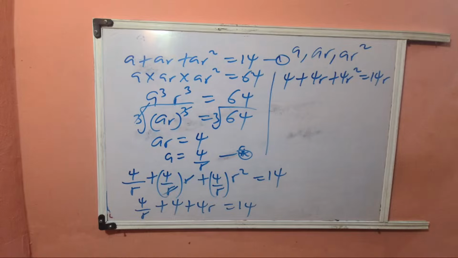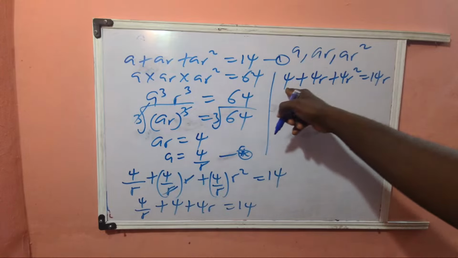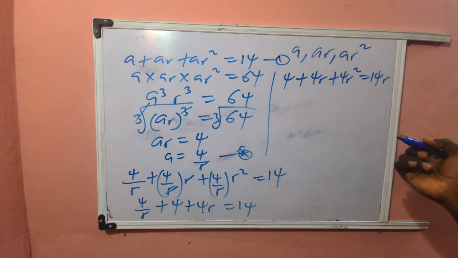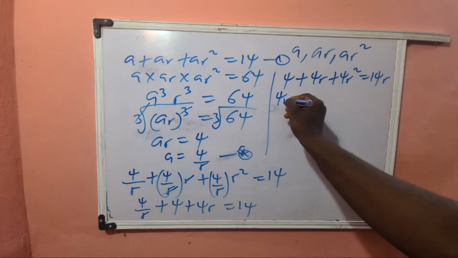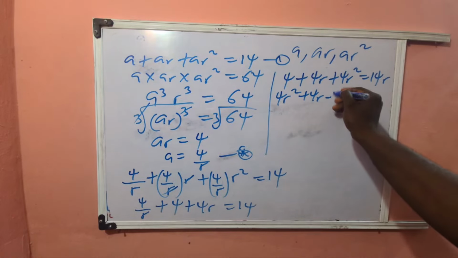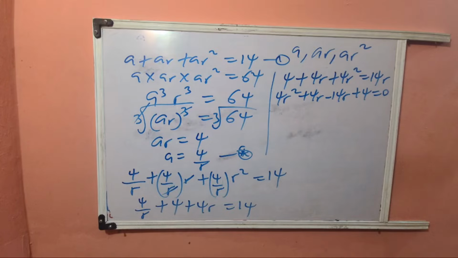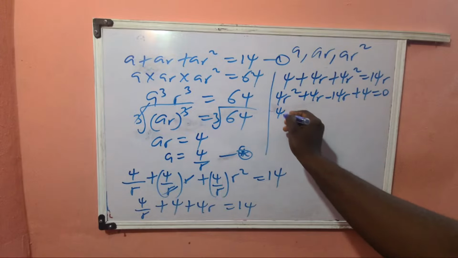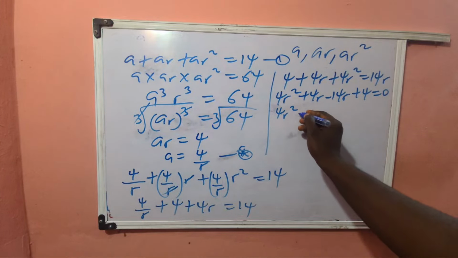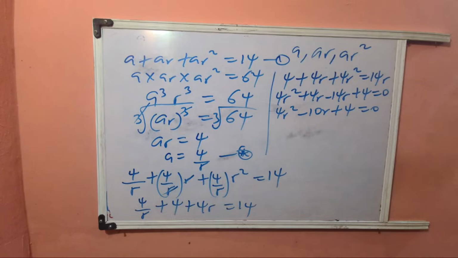So let's try and make our, we are seeing a quadratic expression coming out already. You should be very open to that. This is 4r squared, I can say r, I can say constant value. This looks like a quadratic equation already. So let's try and rearrange. 4r squared plus 4r, I bring this in, that will be minus 14r plus 4 equals to 0. So if I do this, I'll be having 4r squared minus 10r plus 4 equals to 0.